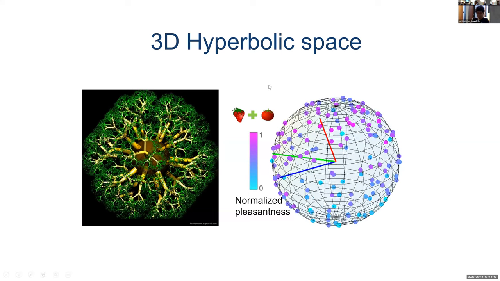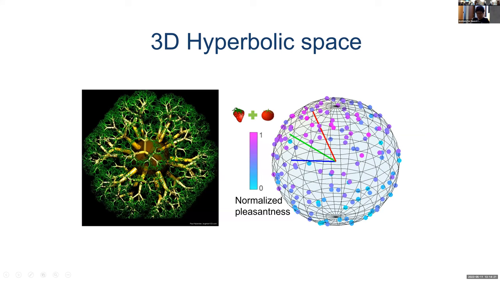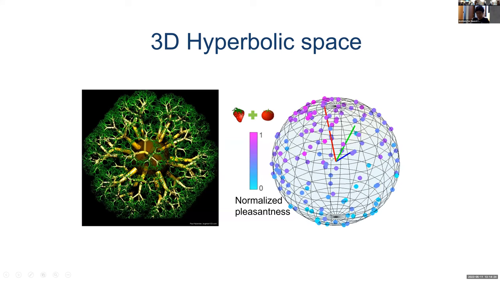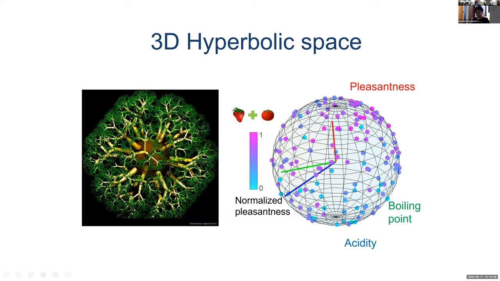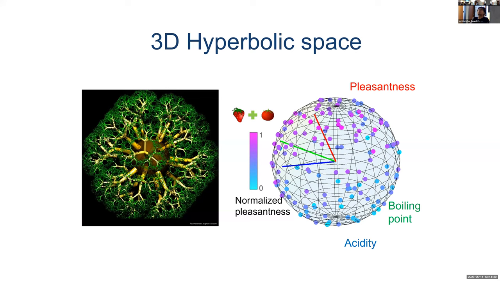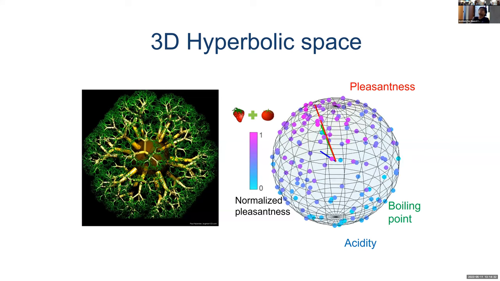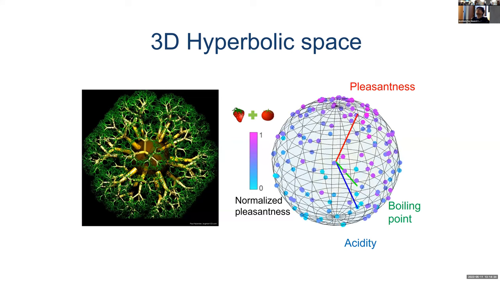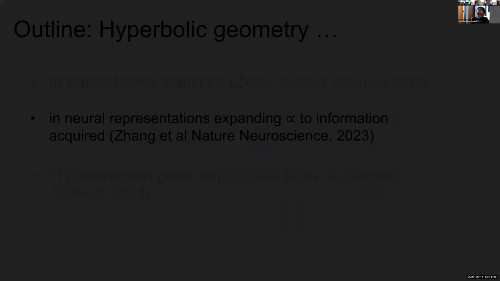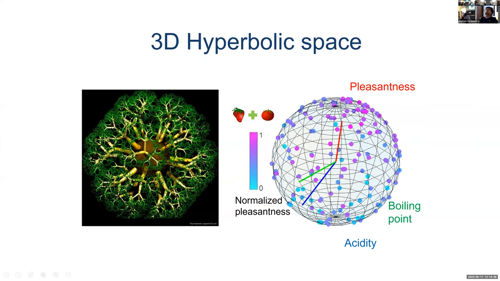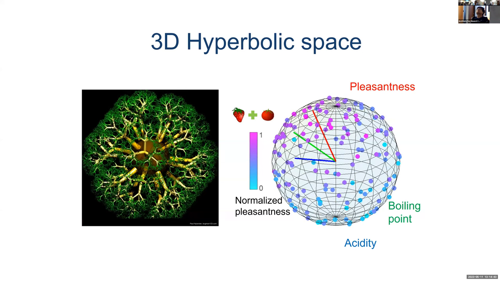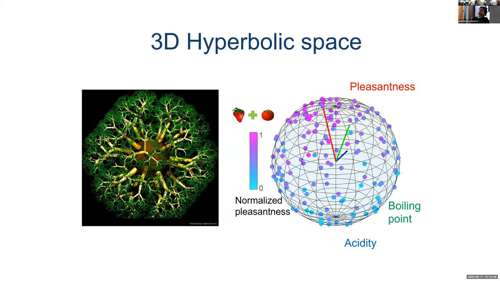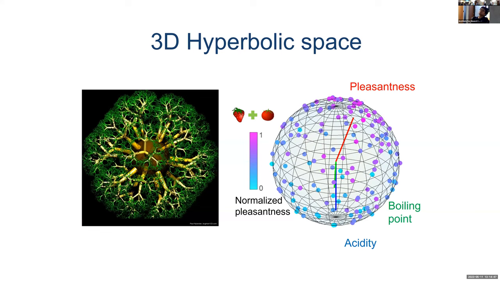So the preferred molecule here is the red axis, which is the correlation with the pleasantness. And then there are other parts you can talk about, and maybe we can skip, but you can define other axes in this space because this space is low dimensional. You can predict how pleasant something will be based on the boiling point or acidity of the sample.